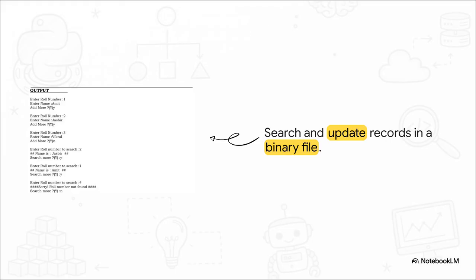So let's see how this actually evolves into a real database system. By opening that student.dat file in binary read-write mode, the code can securely fetch a student by their specific roll number. It instantly retrieves the records for Jasbir and Amit, and then allows the user to directly update their marks right there on the file.